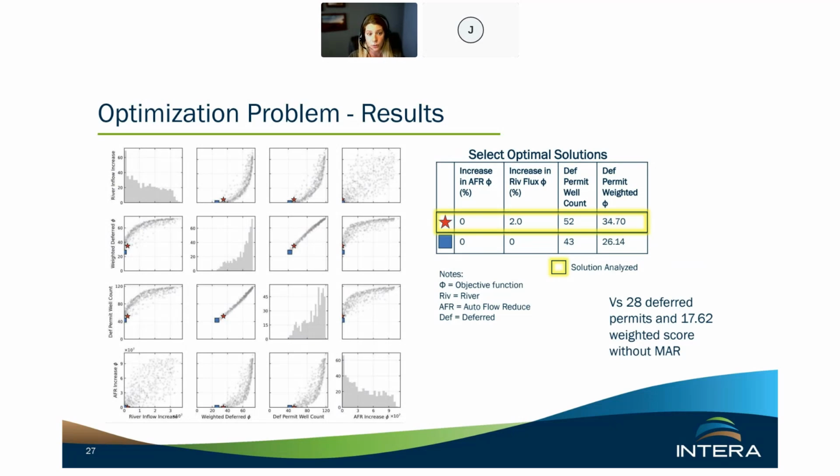That's compared to the 28 active deferred permit pumping wells we had with no MAR and a weighted score of 17.62. We ended up picking a solution, though, that was a little bit more apples to apples with our impacts from our non-MAR solution, where we do still have that 0 triggering of AFR in the 20-year planning horizon, but we do have about a 2% increase in river flux. That's compared to the 2.5 we saw without MAR. And this had 52 deferred permit well counts and a weighted score of 34.7. So quite an increase in pumping.